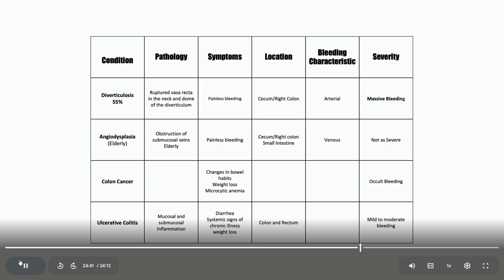Colon cancer often manifests as occult bleeding, especially if the location is in the right colon. Rarely do we see patients with colon cancer manifesting with severe bleeding. Ulcerative colitis, an inflammatory bowel disease, presents with mild to moderate bleeding accompanied by diarrhea and systemic signs of chronic illness such as weight loss.